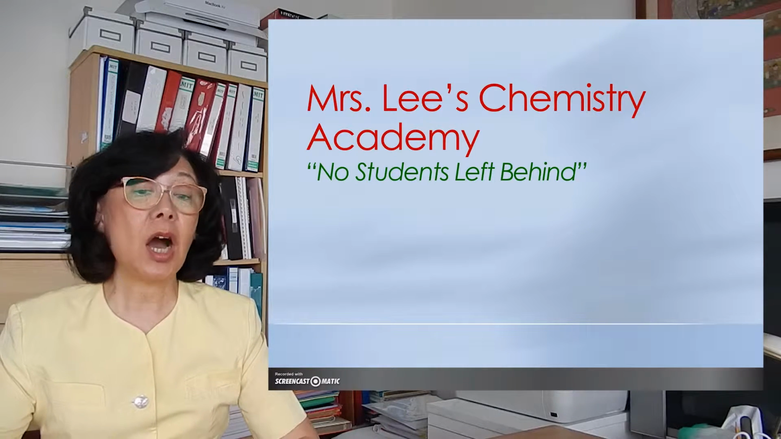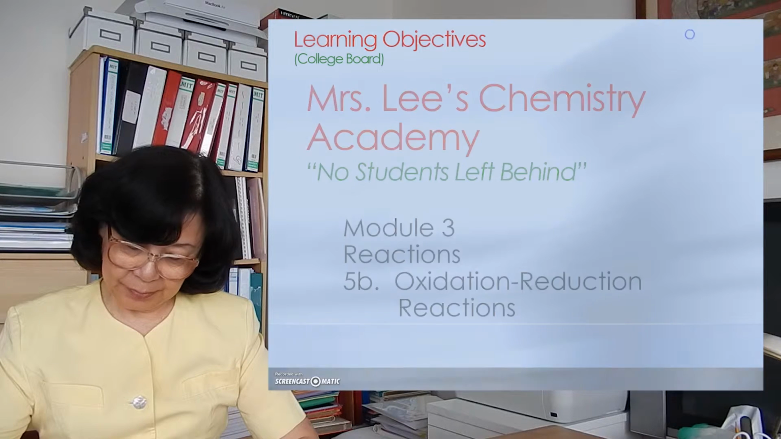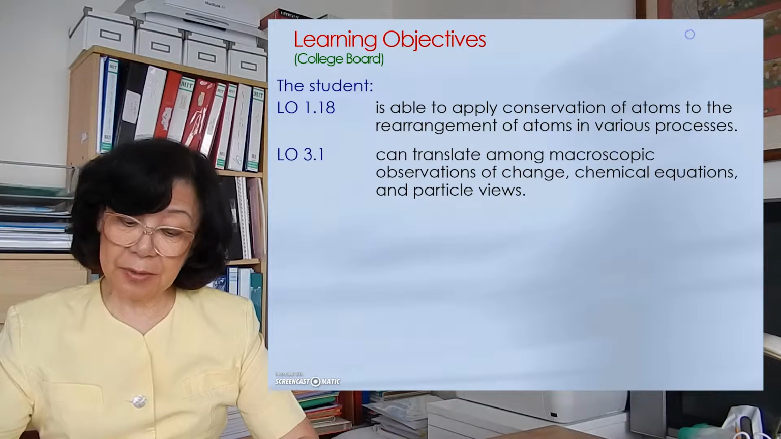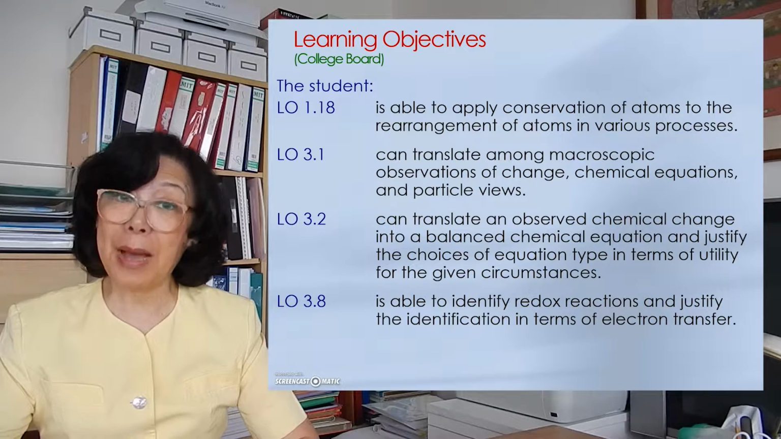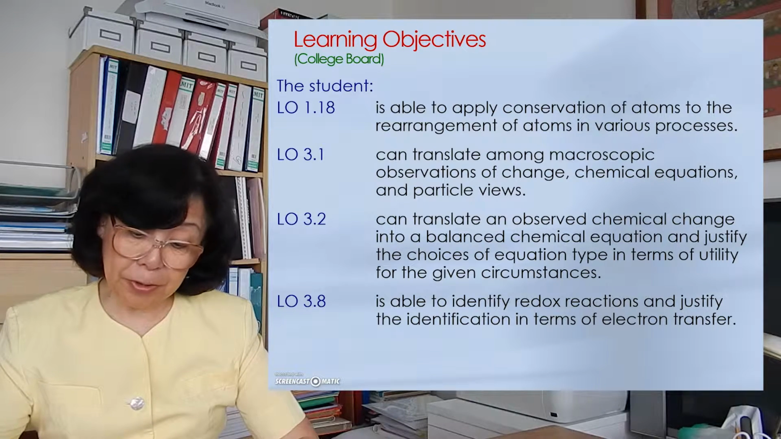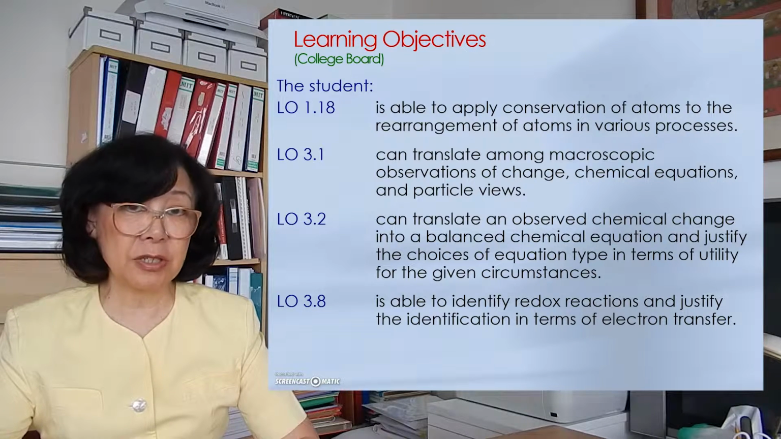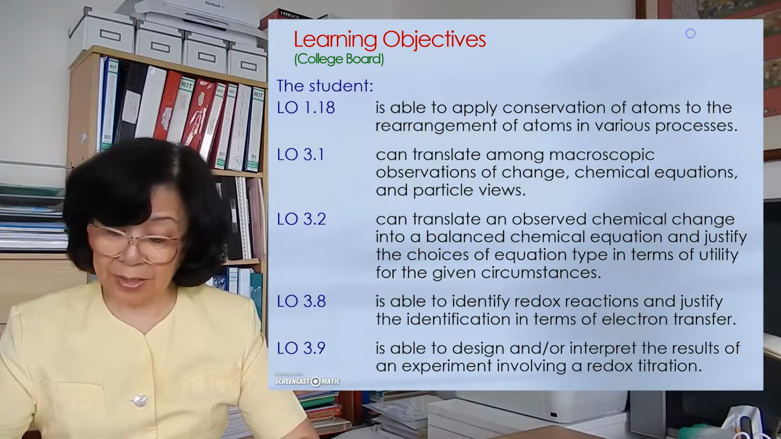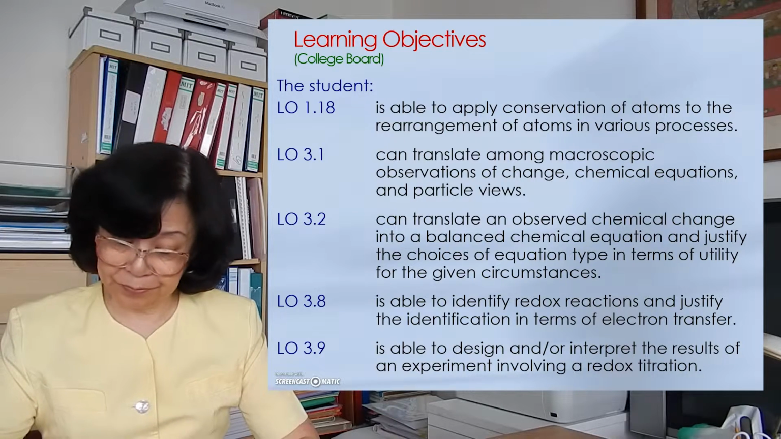With no students left behind, today we're going to continue with the Oxidation-Reduction Reaction. Tying to the learning objectives from College Board, basically we would like to learn what an Oxidation-Reduction Reaction is, learn how to balance it using two methods, and that when we observe a chemical change, we can relate it to the reaction itself, or we can relate it to the particulate drawings. And also to design an experiment involving a redox titration.